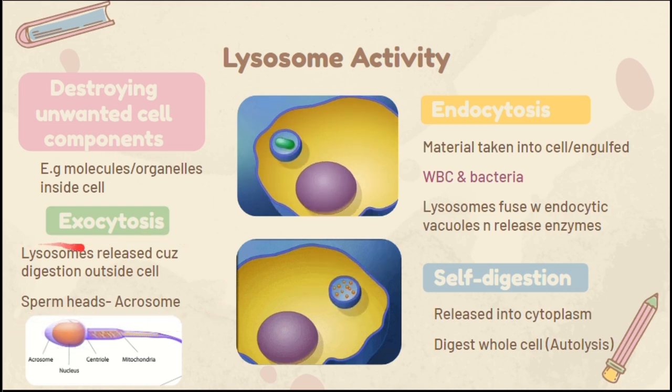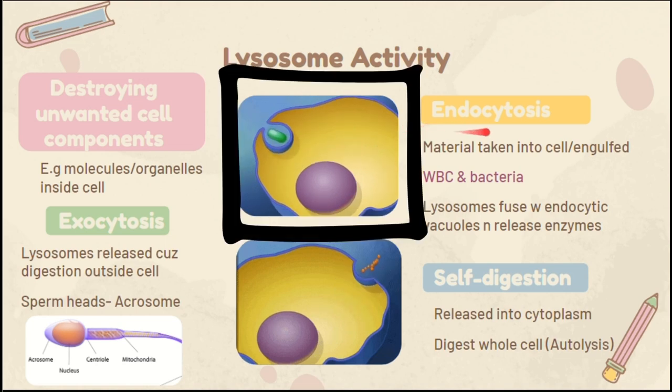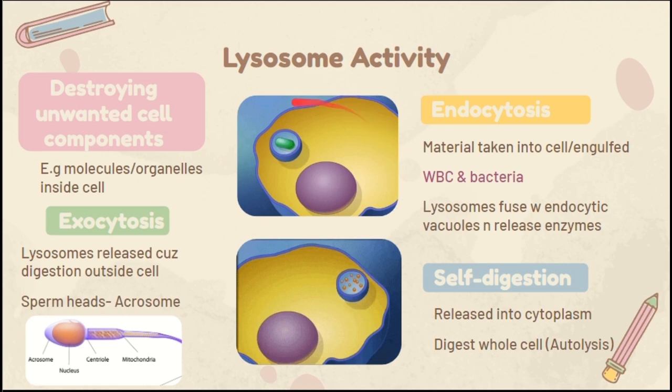Exos outside, endos inside. Endocytosis is when materials are actually engulfed or taken in by the cell, such as when white blood cells engulf bacteria. The engulfed bacteria is now in its own vesicle. Lysosomes now come to do their job by fusing with the vesicle and releasing its enzymes to digest the bacteria. Endo and exocytosis actually require a lot of energy, FYI.